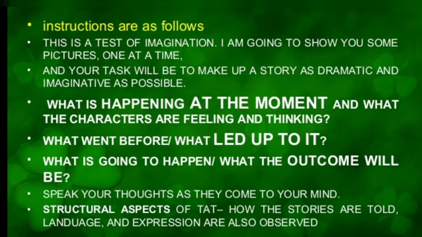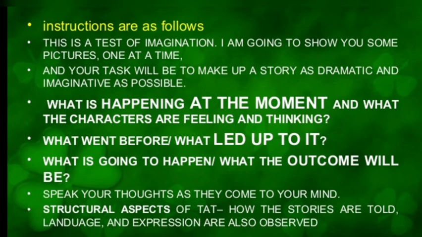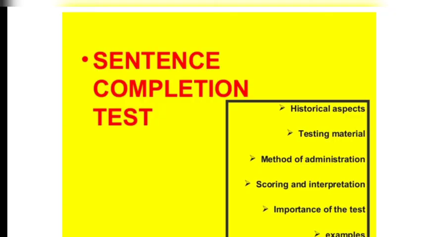Structural aspects of TAT: how the stories are told and the language expressions are also observed. For example, if I'm seeing the picture on the left side, the client is asked what happened in this picture, what is going on in this picture, and what will happen next. So three aspects are asked: past, present, and future. Also, the way the client tells the story, his expression, is observed. So this was all about the TAT, the Thematic Apperception Test.